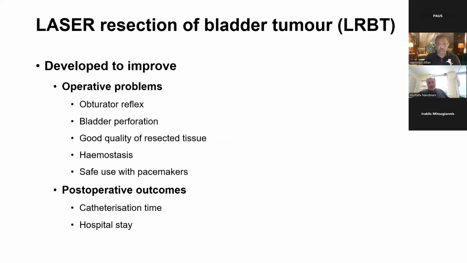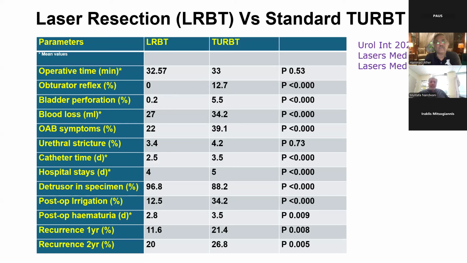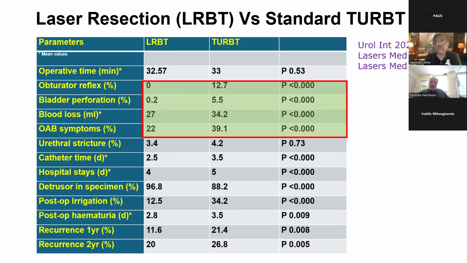Laser resections are further developed, and you can select them to improve operative problems like obturator reflex, bladder perforation, and good quality of resection tissue, which has been shown in some studies, but there is some improvement in post-operative outcomes like catheterization and hospital stay. So we'll see in this next chart, in the laser and the TURBT group, there's a vast difference in that there was no obturator reflex. Bladder perforations were almost less than 0.5%.